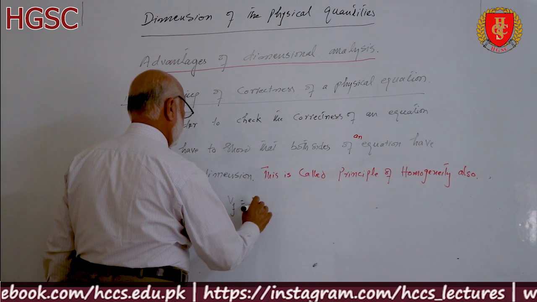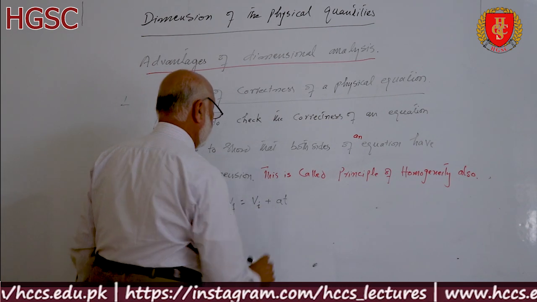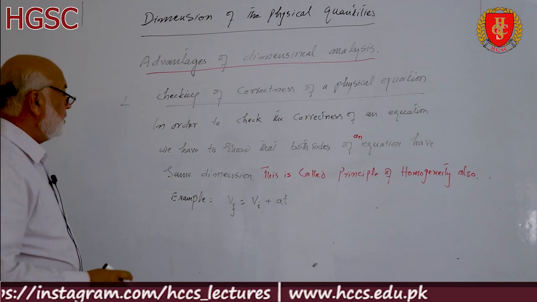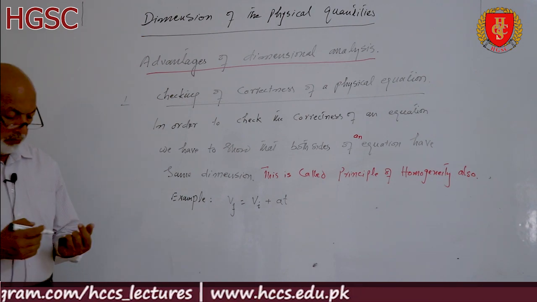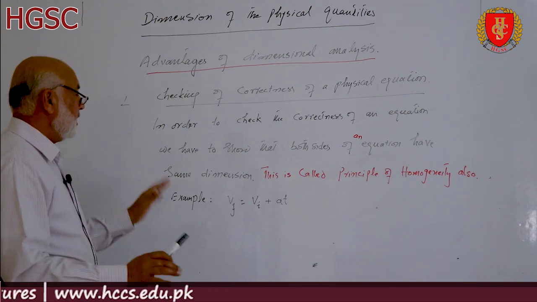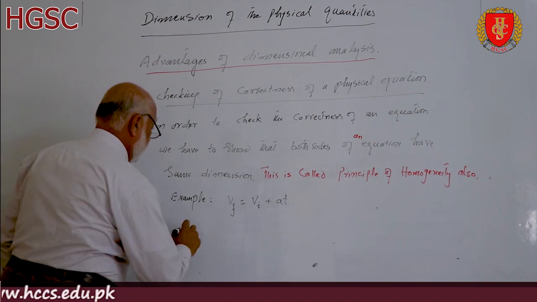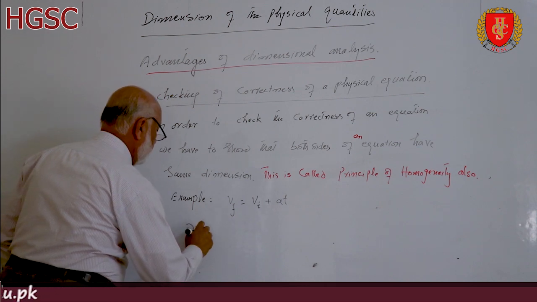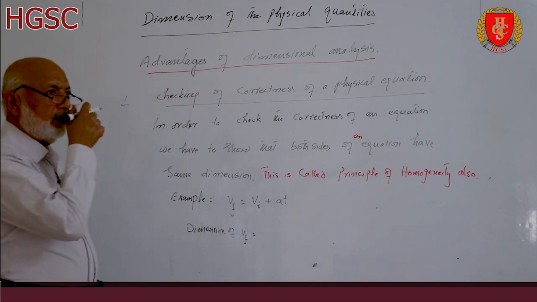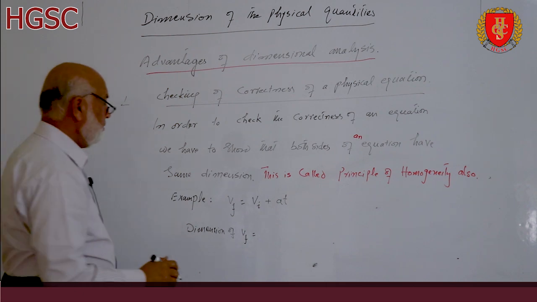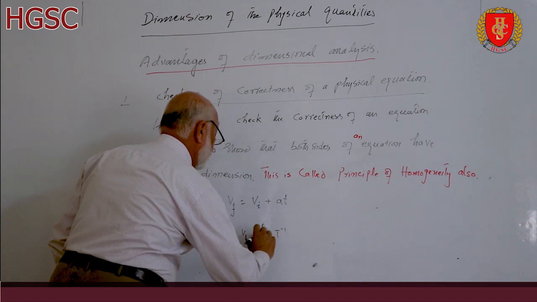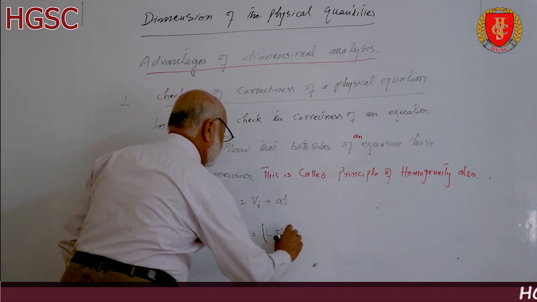Vf is equal to Vi plus At. This is the first equation of motion in physics, and we have to verify that this equation is dimensionally correct. First of all, we discuss the dimension of Vf. This is velocity. Velocity is always equal to displacement over time, so it has dimension L t minus 1, and the same is the dimension of Vi.